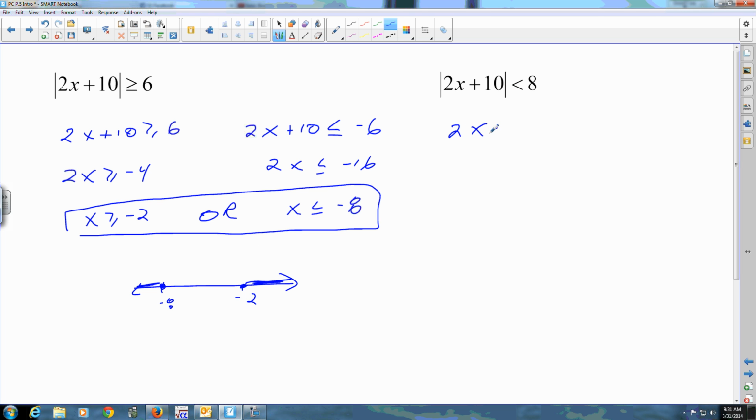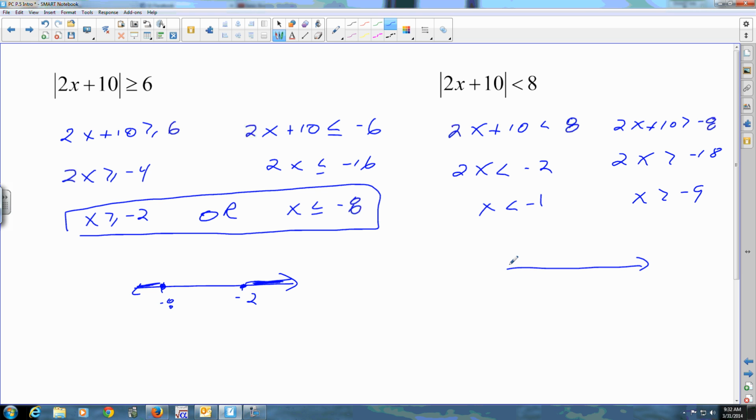Right? Take the bars off. Take the bars off. Turn the inequality around and make what's on the other side negative. Subtract the 10. Divide by 2. Did I make a mistake? Well, I did, but that's not the mistake I was looking for. Let me keep going a second here. Subtract the 10. No, I'm okay. X greater than negative 9.